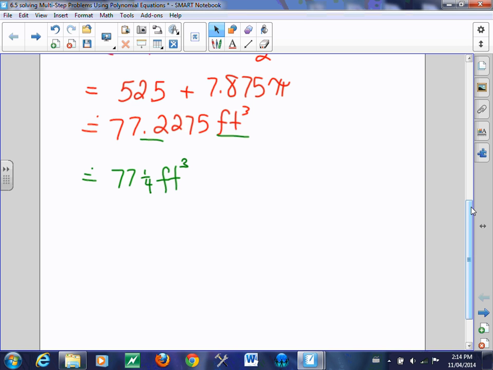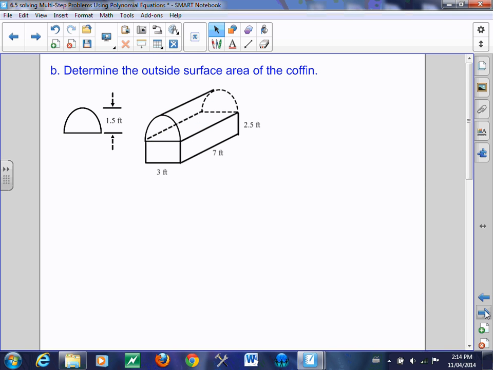Let's take a look at something else. Determine the outside surface area of the coffin. So say you wanted to stain it or paint it. Calculate the outside surface. Now this is a little more complicated because there are more sides to think about here.